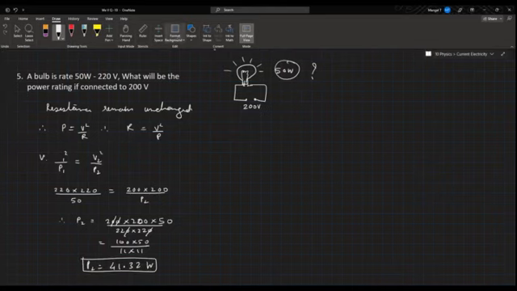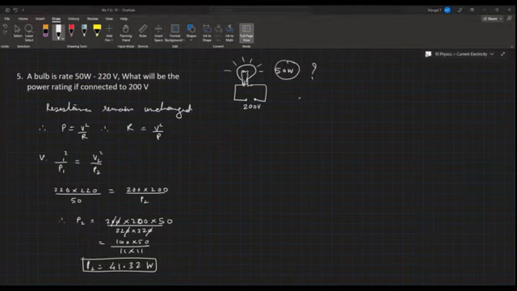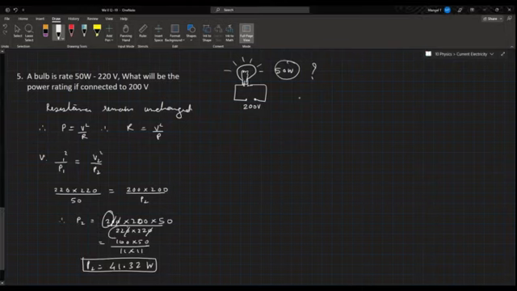Okay, any questions, anyone? So how is it 100 into 50? This 2 goes with this 22 and makes it 11, and 2 hundreds are 200, and this 22 also becomes 11.